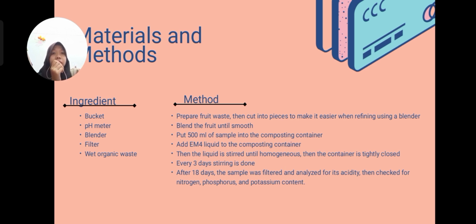Sixth, every 3 days stirring is done. Seventh, after 50 days, the sample was filtered and analyzed for its acidity, then checked for nitrogen, phosphorus, and potassium content.